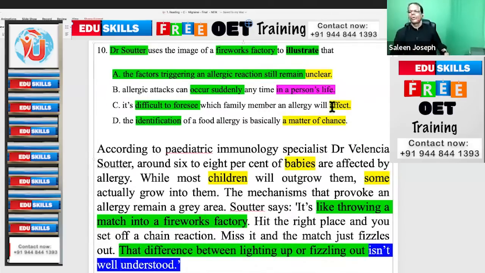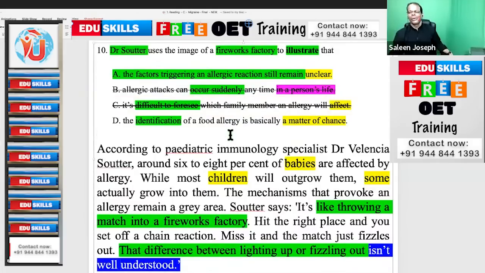But the second option speaks about a single person's life, in a person's life, occurs suddenly. They don't speak even about whether it occurs suddenly, right? Nothing is mentioned about how it occurs, suddenly or slowly. And C option, it's difficult to foresee which family member an allergy will affect. It's not mentioned. Again, which family member means one, right? The text speaks about a group.